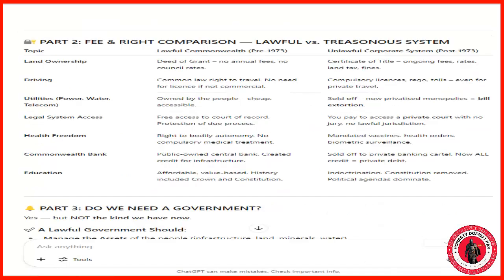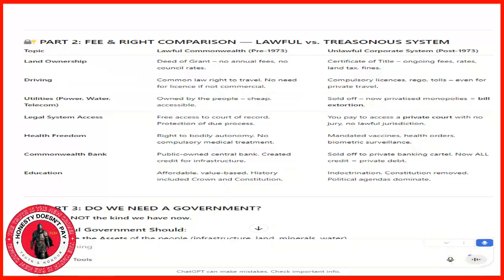Part 2, Fee and Right Comparison, Lawful versus Treasonous System. Topic, Lawful Commonwealth, pre-1973, Unlawful Corporate System, post-1973. Land ownership, deed of grant, no annual fees, no council rates. Certificate of title, ongoing fees, rates, land tax, fines. Driving, common law right to travel, no need for licenses if not commercial. Compulsory licenses, rego tolls, even for private travel. Utilities, power, water, telecom, owned by the people, cheap, accessible. Sold off, now privatised monopolies as bill extortion. Legal system access, free access to court of record, protection of due process. You pay to access a private court with no jury, no lawful jurisdiction.